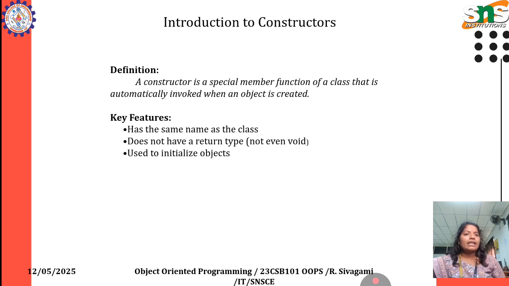The key features of the constructor are: the constructor name is the same as the class name, and it does not have any return type. The return type means it may be an int or void. And it is used to initialize the object.